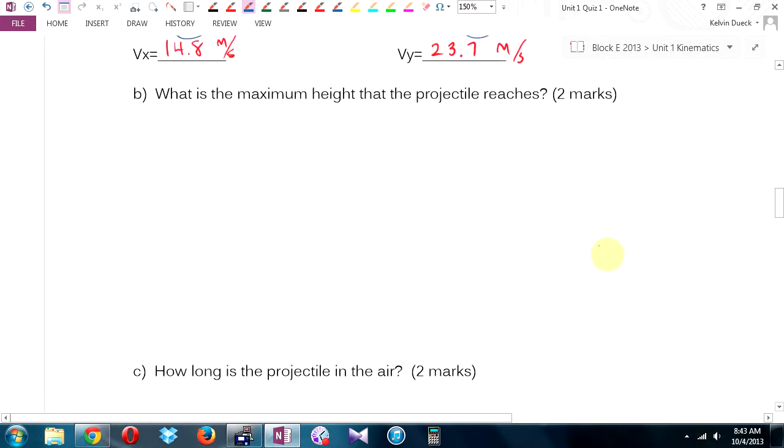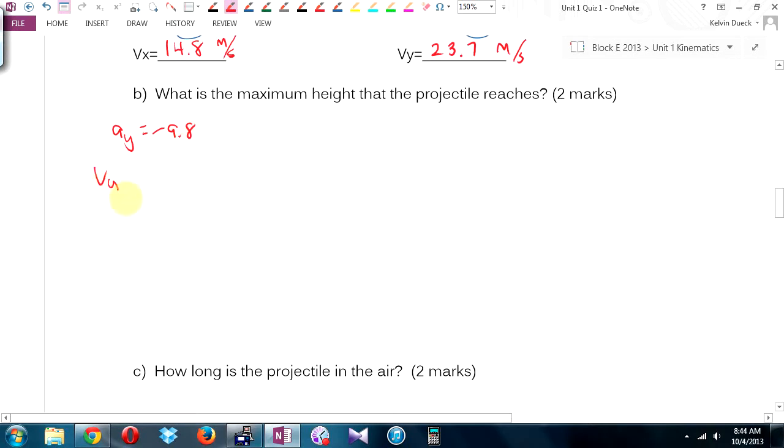What's B asking me to find? Did you say maximum height? Vertical. So normally I'd do a T-chart, but I've already identified I'm tackling this vertically, so I'm just going to start listing my vertical stuff. Did I say vertical? I know right away that that's true.